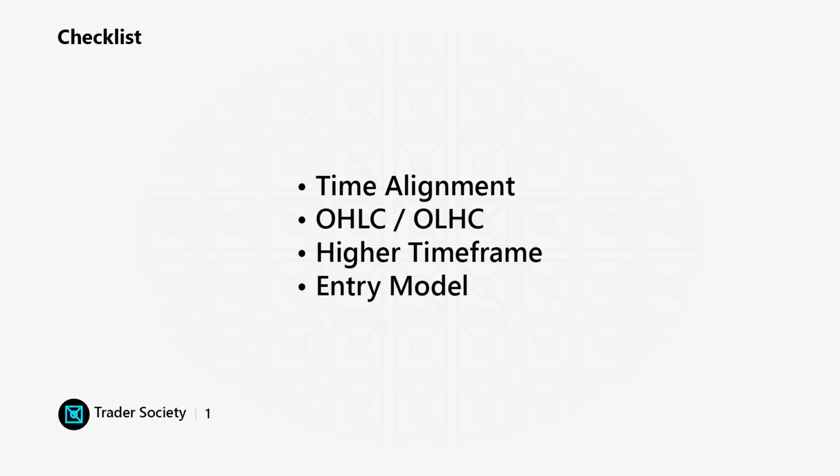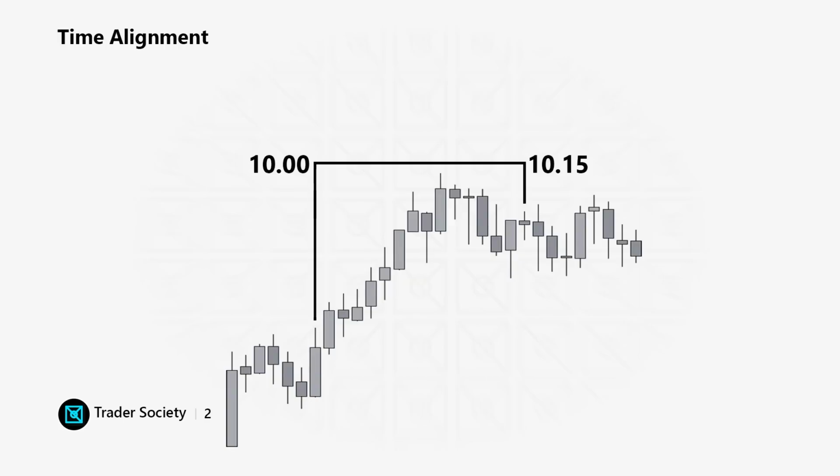To start out, I'll go over the checklist of what you need, and then I'll be showing you some examples. As for the model, starting with time alignment, here is what you need for time. You want to be looking at setups from 10 a.m. to 10:15 a.m., all New York time, of course. And here you can see the range, which you will be looking for an entry in.